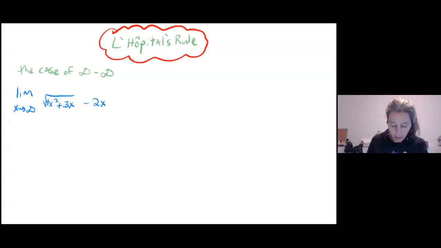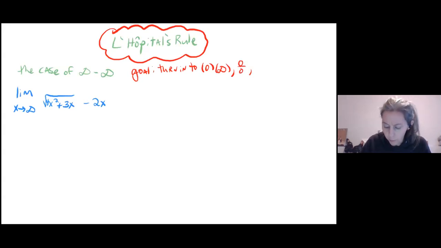Now in the case of infinity minus infinity, our goal is going to be to turn it into a different form. Usually we're turning it into 0 times infinity. But sometimes there might also be a way, using, for example, trig reciprocal identities or finding a common denominator, to turn it into 0 over 0 or infinity over infinity.